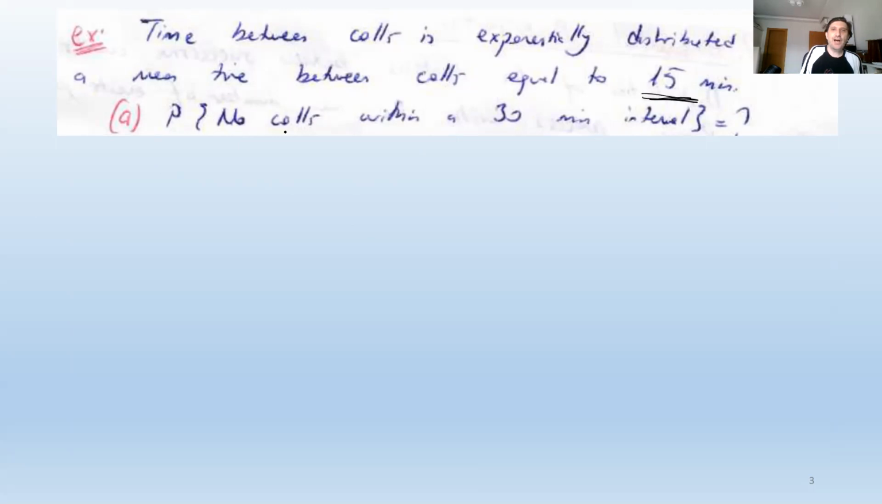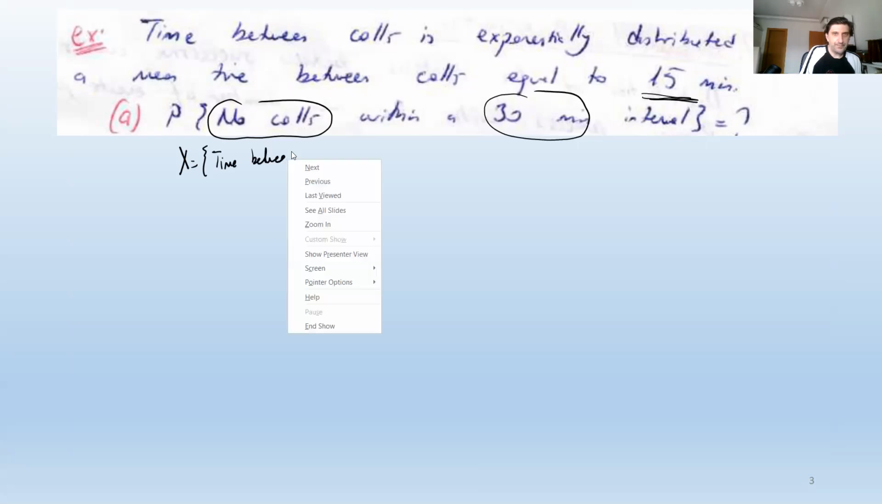Let's see. A: number of calls within a 30-minute interval. What is the probability of no calls within a 30-minute interval? So let's start. Again, like all questions, we start by defining the random variable. X is going to be equal to the time between successive calls. Please note that you should start using this approach.